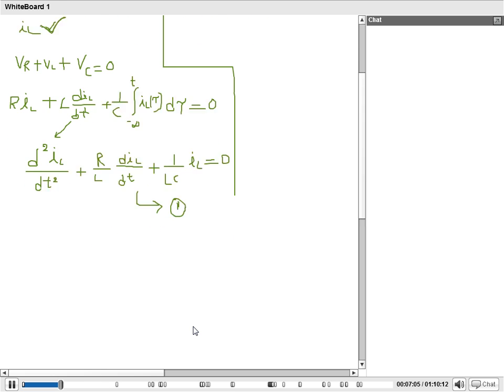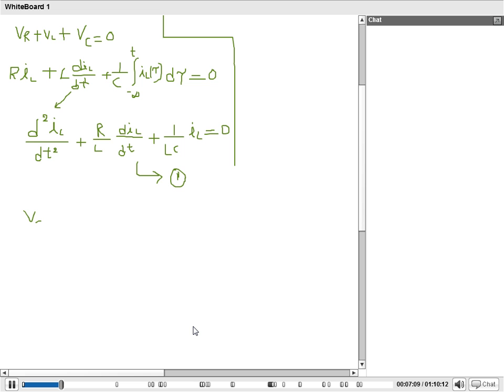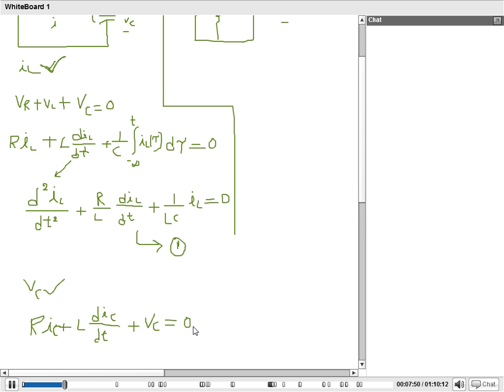Similarly, for the same series circuit, if I choose the variable as the voltage across the capacitor, then R into VR, VR is nothing but R into IC, plus VL. VL is equal to L into dIC by dt. Since all the elements are connected in series, the current flowing through the inductor is the same as the current flowing through the capacitor, which is the same as the current flowing through the resistor. So I am taking R into IC plus VC. VC I write as it is, equal to 0. So VR plus VL plus VC is equal to 0. This is the KVL equation.